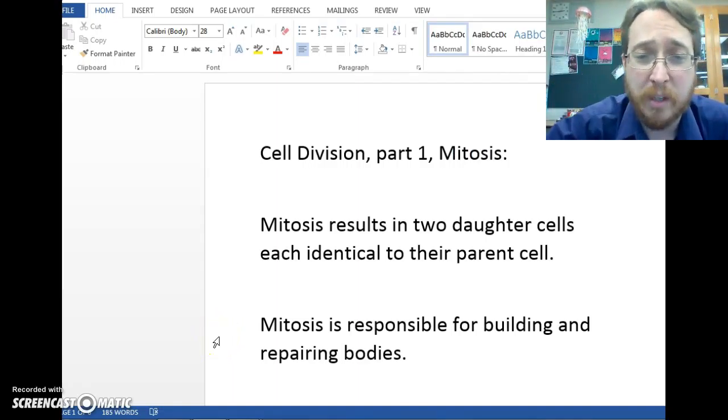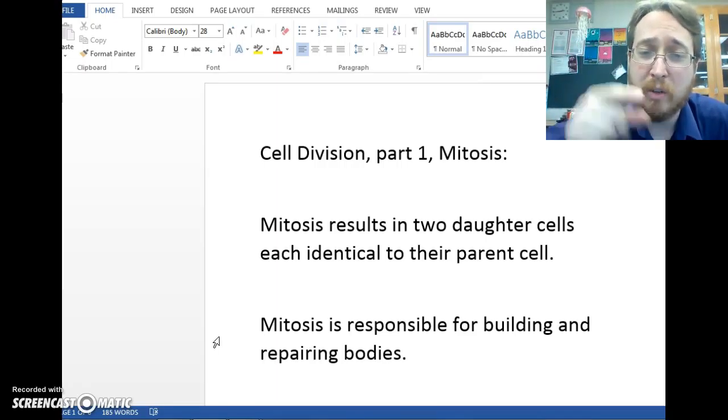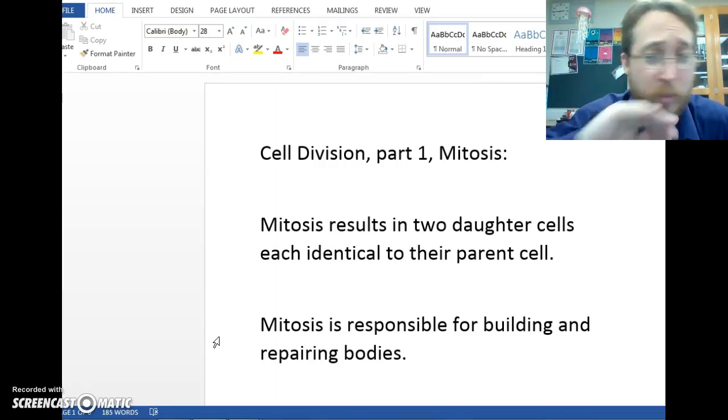In the corner, mitosis. Mitosis is one type of cell division. Mitosis has some specific results and responsibilities. It results in two daughter cells that are each identical to the parent cell. So we want to do mitosis, and we don't want variation.